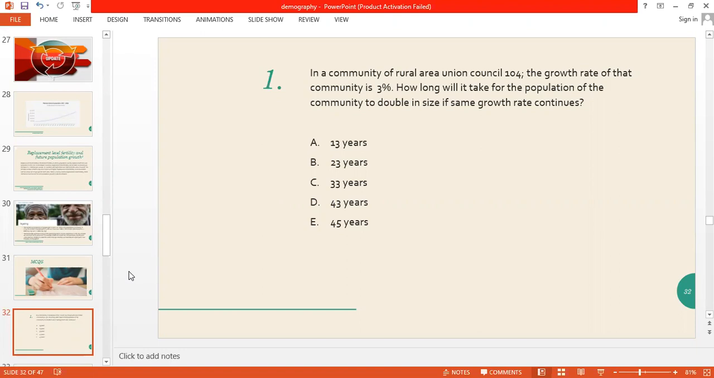Annual growth rate 3%. 70 divided by 3. So the answer is B, 23 years.